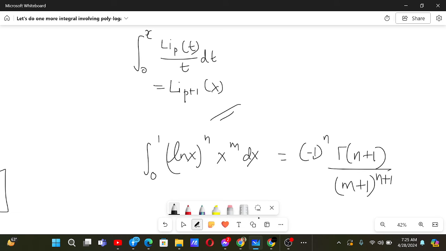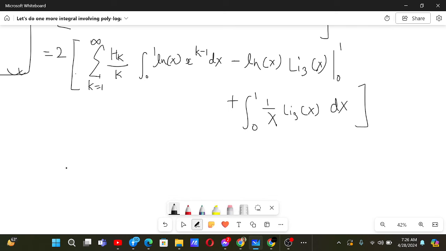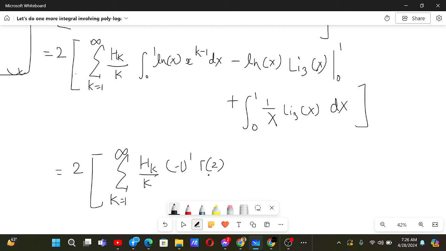Using this result, we can get the following expression: the sum from k equals 1 to infinity of Sk by k, and then minus 1 to the power 1 gamma of 2 by k square. This expression at 1 is also 0: at 1, ln of 1 is 0, and at 0, ln^3 of 0 is 0. So at both cases it's 0, so just ignore this expression. And now this one will again be Li4 of 1.